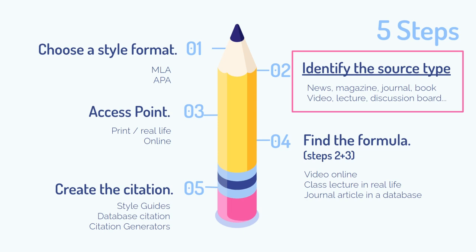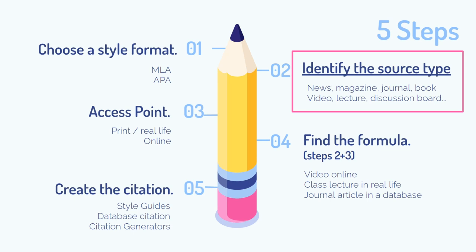When we're talking about source types, we are not necessarily talking about, hey, I read it on a website. What we want to know is the actual genre of that source that you found online. Okay. For instance, is it a newspaper article? Is it a magazine article? Is it a journal article? Is it a book? Is it a video, a lecture, a discussion board? How you access it often is online on a website nowadays.